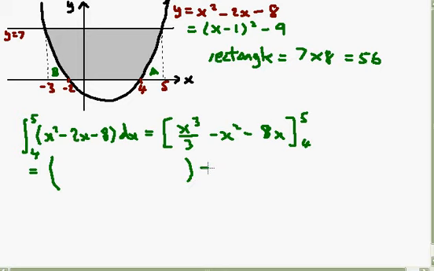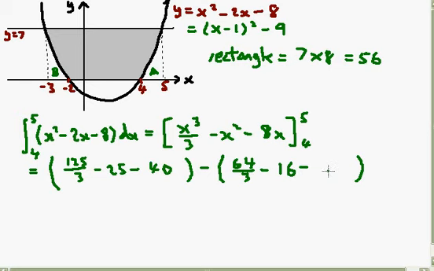Okay. So I'm first going to substitute in x is 5, and I get 125 over 3, take away 25, take away 40, and then I substitute in x is 4, so I get 64 over 3, take away 16, take away 32. Okay, so this first bracket, when you add all these pieces together, is minus 70 over 3, okay, and the second bracket, when you've added all those pieces together, is minus 80 over 3.